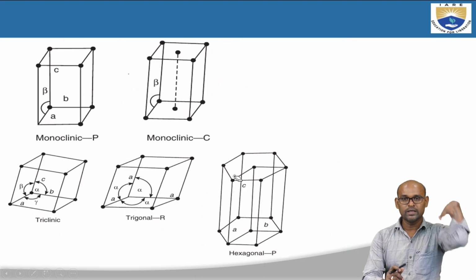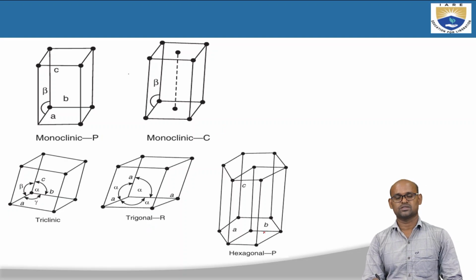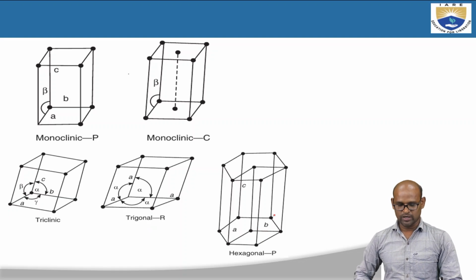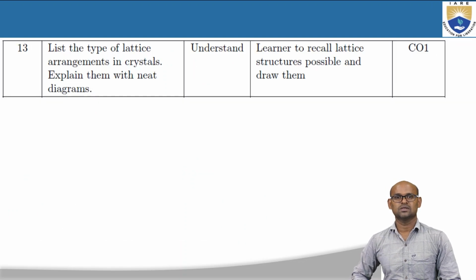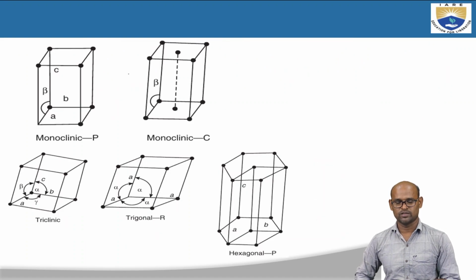And then again, monoclinic has two different types of arrangements: simple and base centered. 9 plus 2 is 11. Triclinic 1, trigonal 1, and hexagonal 1. Okay, so there are 14 types of arrangements of atoms in crystals, and we have shown all these 14 types of arrangements.